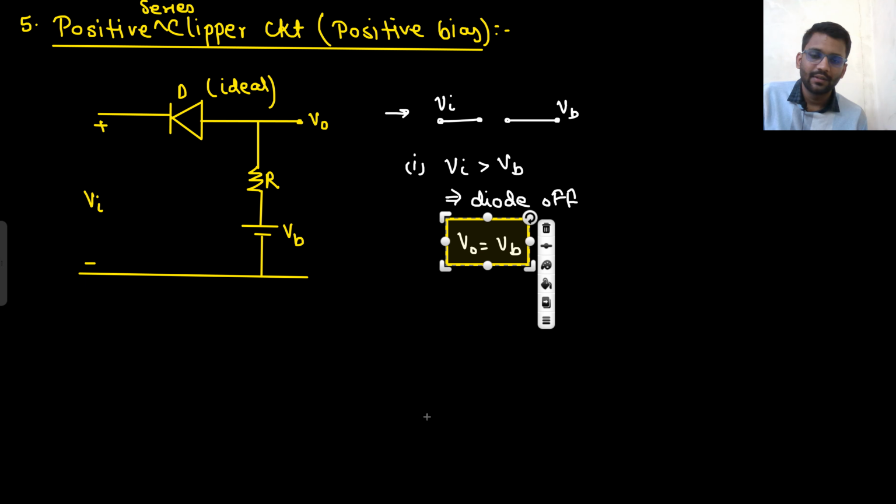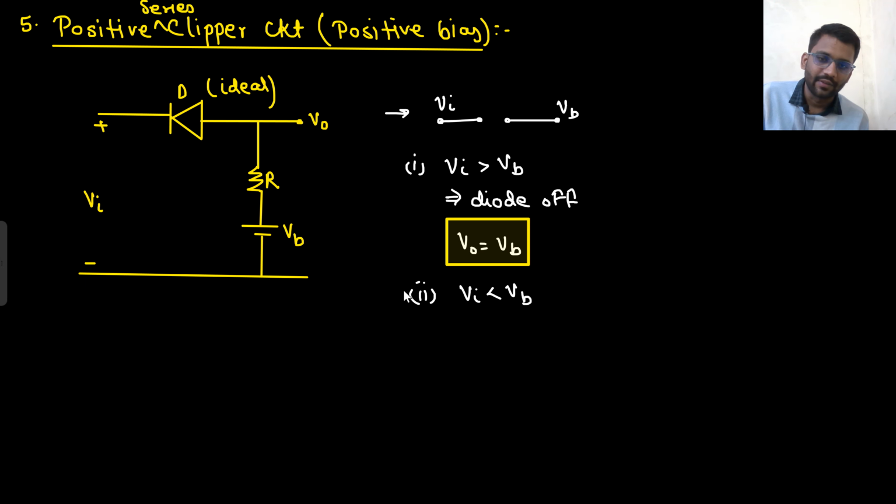And second, when V in is less than VB, your diode will be on, because the N side has lower potential and the P side has higher potential. If the diode is on, V naught will simply be equal to V in.